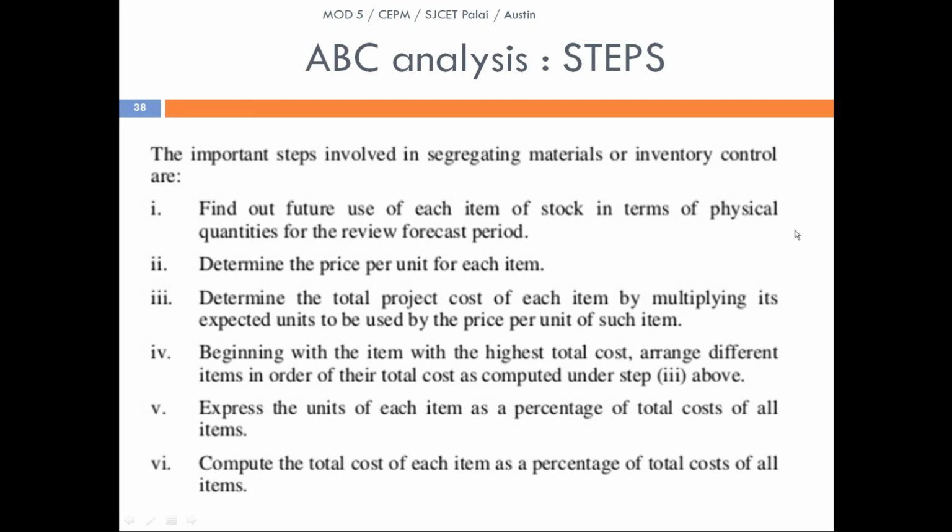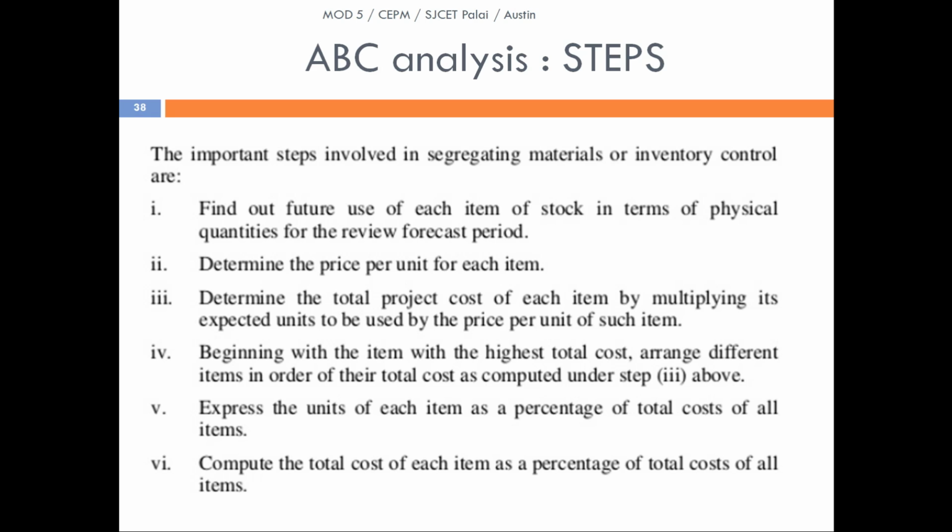And what are the steps involved in the ABC analysis? We could see the first one: find out the future use of each item of stock in terms of physical quantities. So the first step is to identify the stocks which we have to take into consideration. The second one is to find the price per unit, or unit price, for each item. Then we have to find the total cost. How can we find the total cost? If we know which items there are and we know the unit price of each item, multiplying them, we will get the total cost.